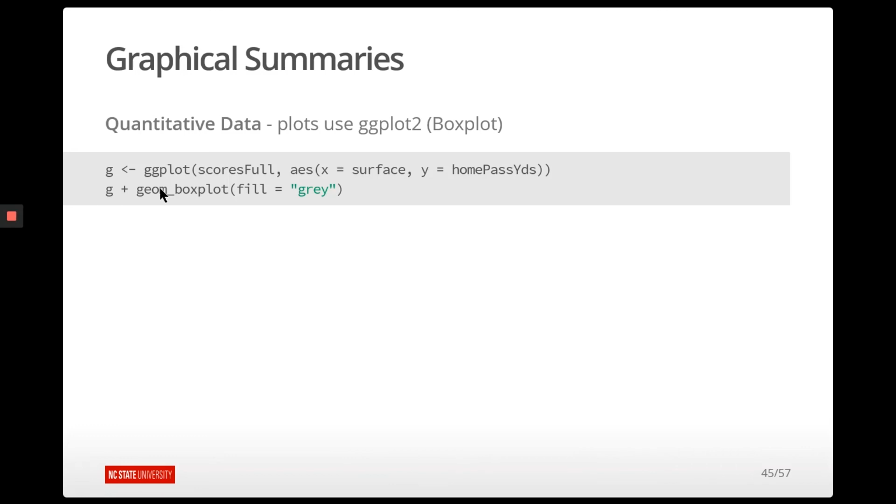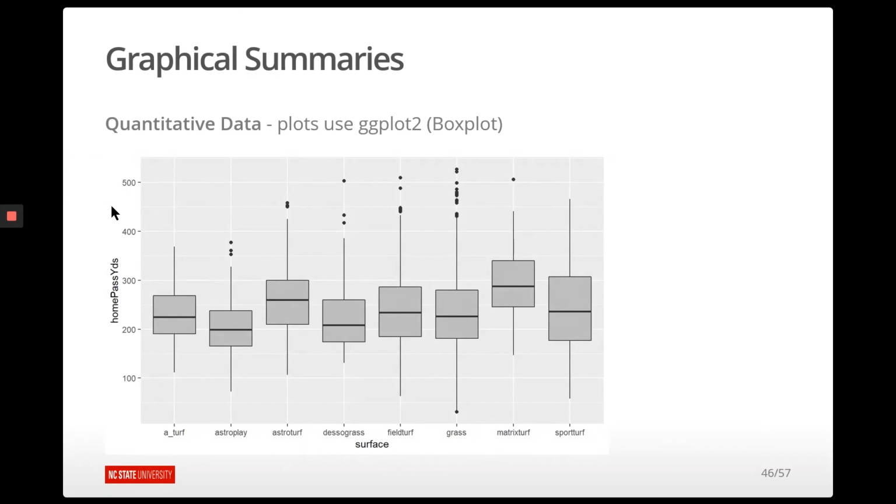And I'm just going to set up my base plotting object and add the box plot layer. And I'm going to fill it with gray. That gives me this set of side-by-side box plots.